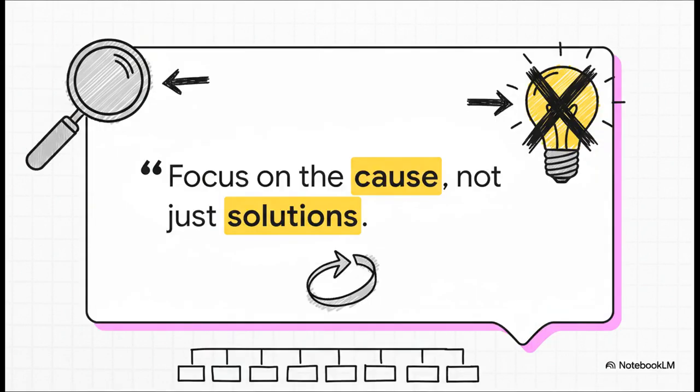The first, and honestly the most important best practice, is a shift in your mindset. You have to resist that powerful urge to jump straight to solutions. The whole point of this exercise is to deeply, deeply understand the cause. If someone in the brainstorming session yells out a solution, you gently guide them back. Ask them, that's a great idea for a solution, but what cause on our map would it actually be addressing? Stay disciplined. Focus on the cause.